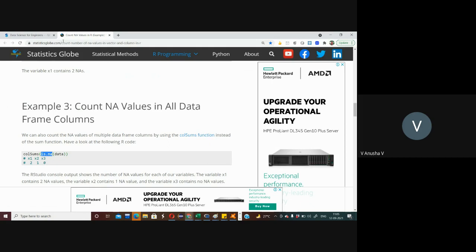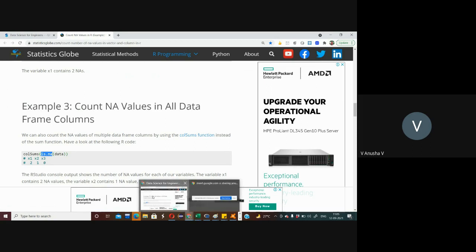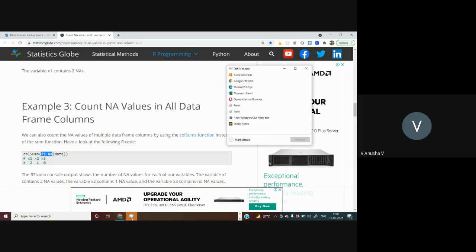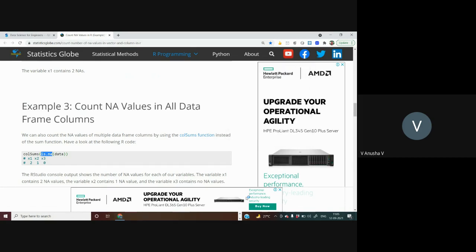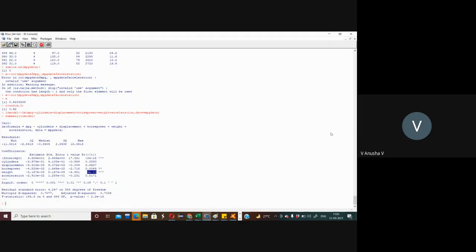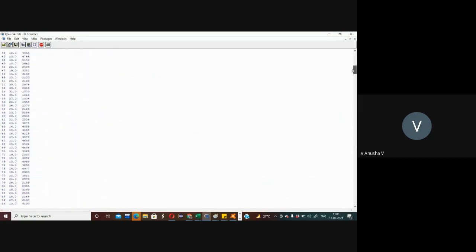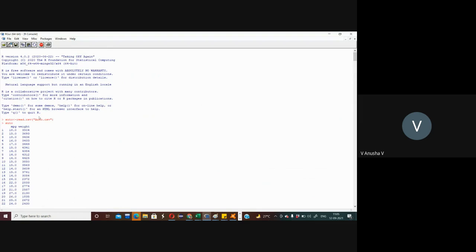Now let's go to our question. Let me go to RStudio. So we have to find the total number of missing values present in that particular data frame, right? auto.csv is nothing but my data frame.